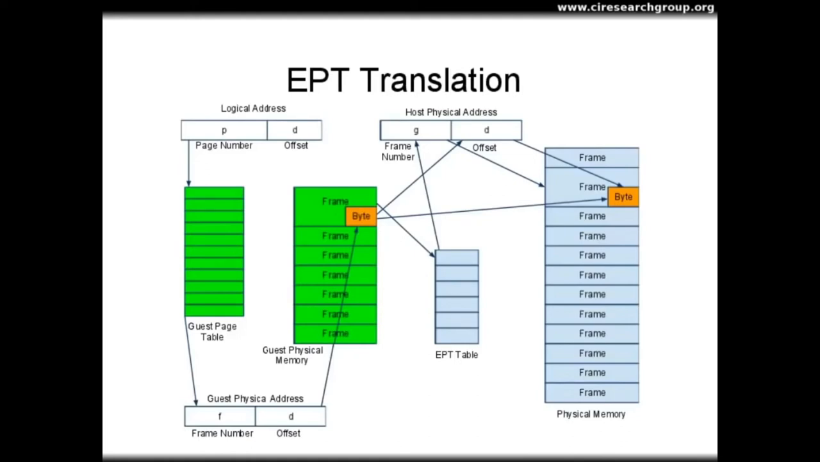Once this translation is performed, the physical memory address is generated by combining G and D, where D is the original, unchanged offset into the page. It is important to note that this entire process is performed by the CPU, without switching to the host OS or hypervisor.